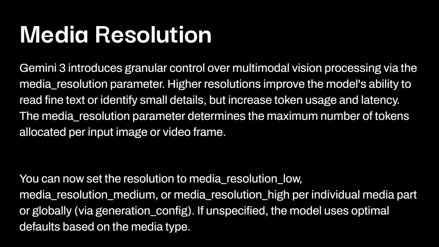Media resolution. So this is pretty cool. This is based off of the vision processing via the media resolution parameter. High resolution improves the model's ability to read text or identify small details, but increases token usage and latency. The media resolution parameter determines the maximum number of tokens allocated per input image or video frame, because it can process video as well. A little bit outside the scope of today's video, but no pun intended. So you have media resolution low, medium, as well as high over here. And if unspecified, the model uses optimal defaults based off of the media type.